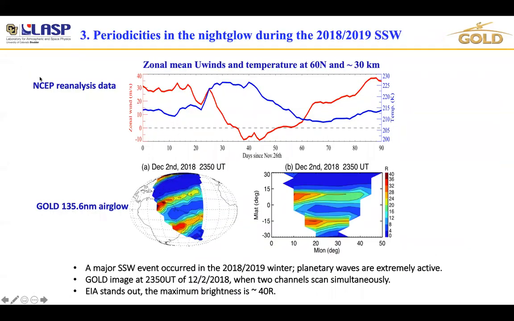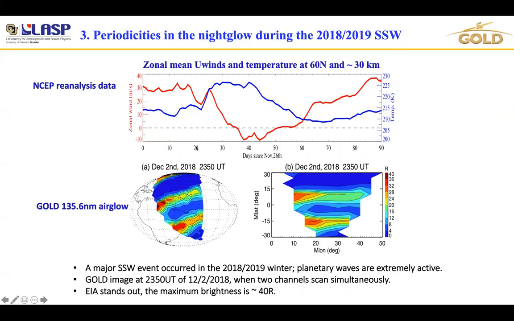As mentioned previously, the goal of this work is to look for the periodicity in the ionosphere associated with planetary waves from below. As such, we have been looking at the northern hemisphere winter time of 2018-2019, which is December 2018 through February 2019. The plot on the top is the zonal mean temperature as a function of time at 60 degrees north latitude and 30 kilometers.